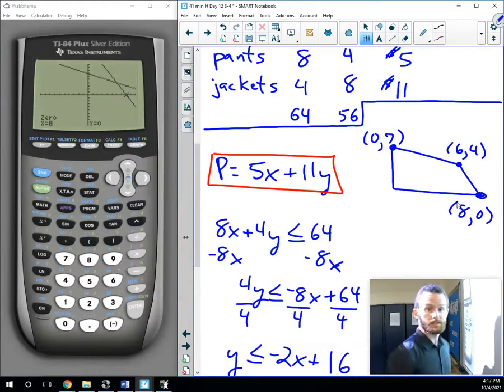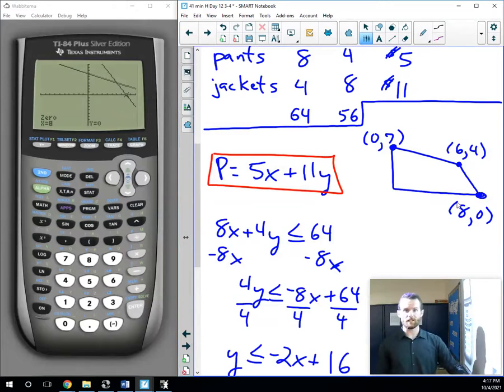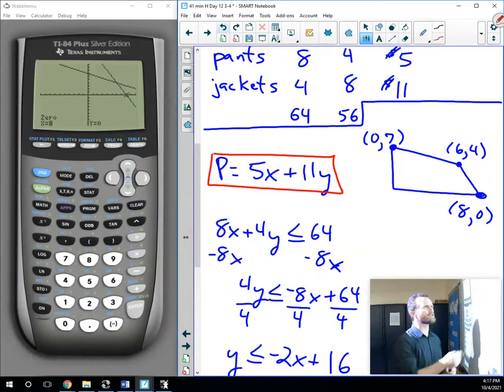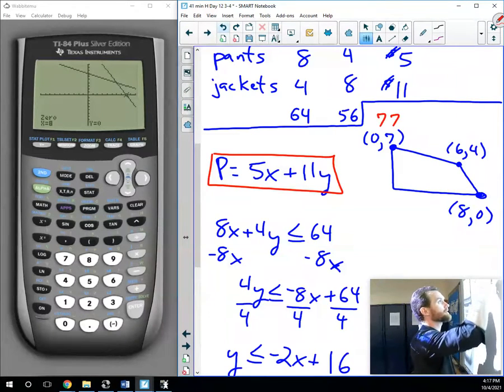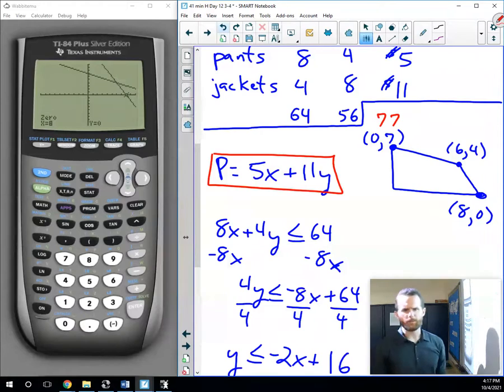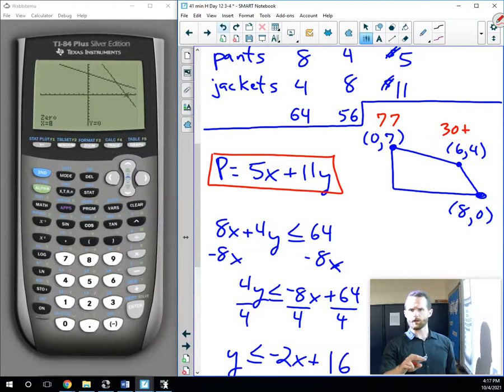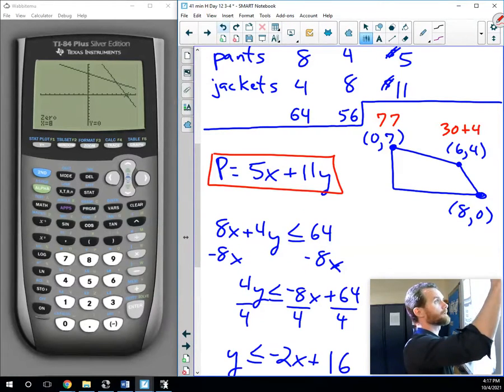Now we just take these points and plug them into our objective function and see which one gives us the maximum amount of profit. So we're plugging them into 5x plus 11y. This first point, 0, 7: 0 times 5 is 0, plus 11 times 7 is 77. So that would be $77 profit. 6, 4: 6 times 5 is 30, plus 4 times 11 is 44. So that's going to give us $74 profit.